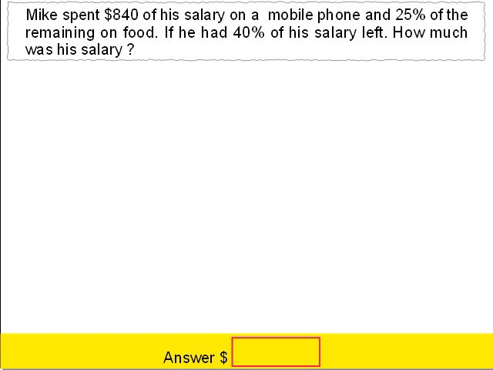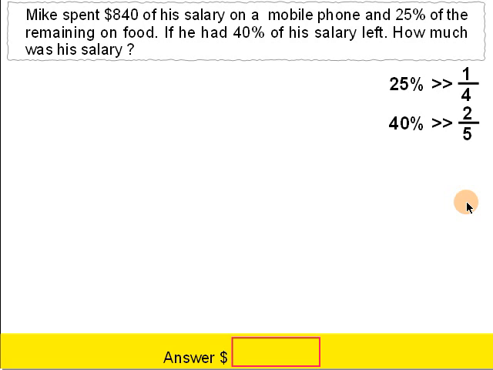Well, the question says he might spend $840 of his salary on a mobile phone and 25% of the remaining money on food. If he had 40% of his salary left, how much was his salary? Okay, firstly, let's put out the percentages in this question.